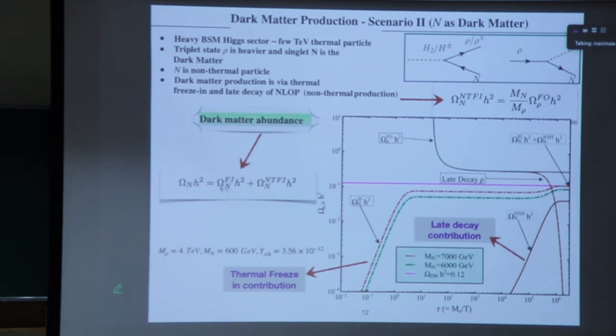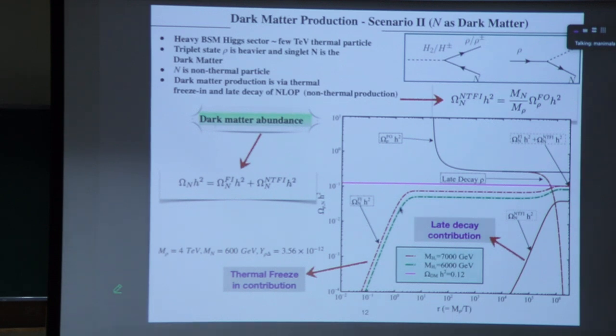So altogether there are two contributions. One is the freeze-in contribution and the other is the non-thermal freeze-in contribution. Here one can see this is the thermal freeze-in part and this is the non-thermal freeze-in part, and together one can satisfy the relic density.